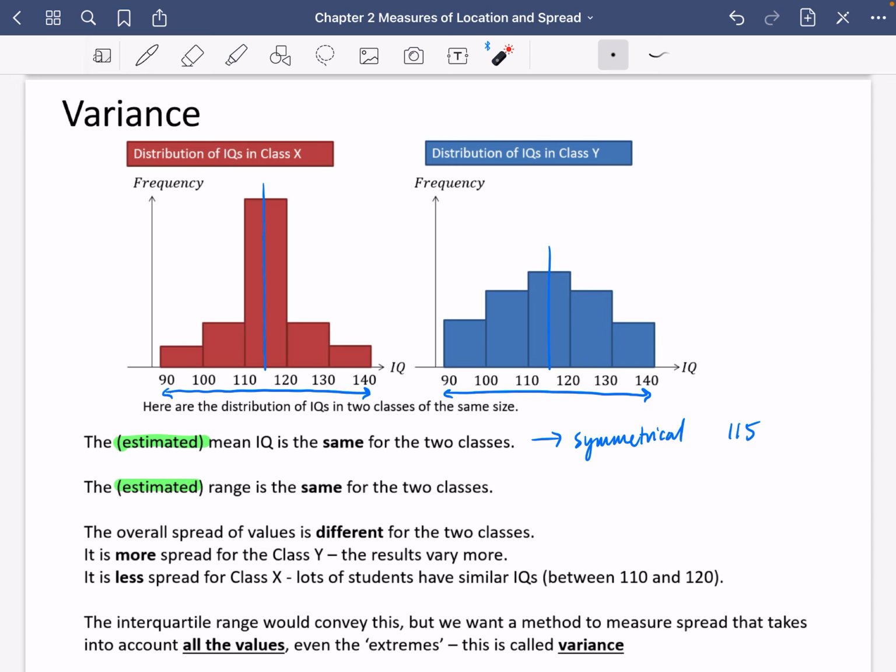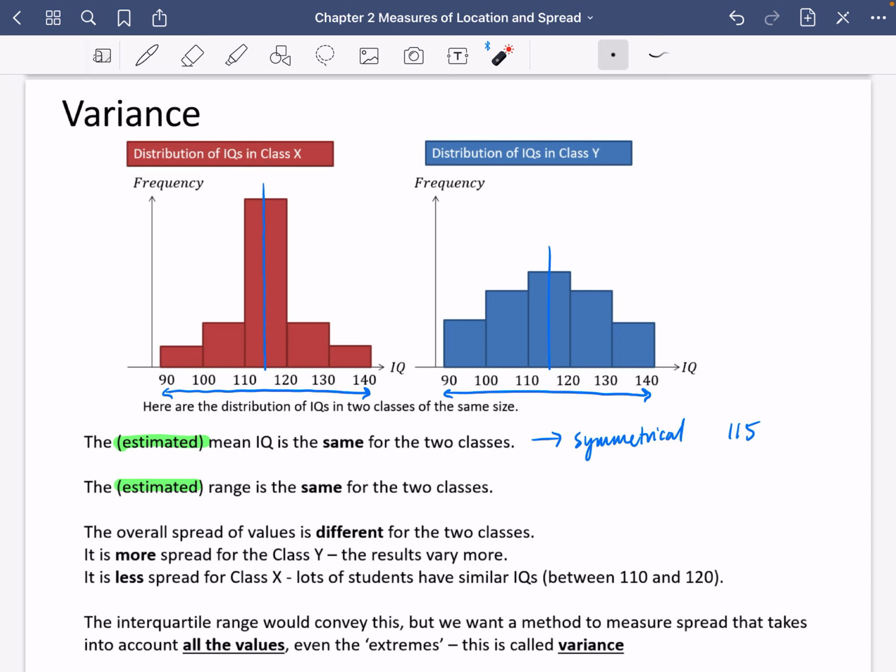So the interquartile range would convey some of this information. You would have a smaller interquartile range for this class than you would for this one because it is less varied. Sorry, it's less spread out in this one.